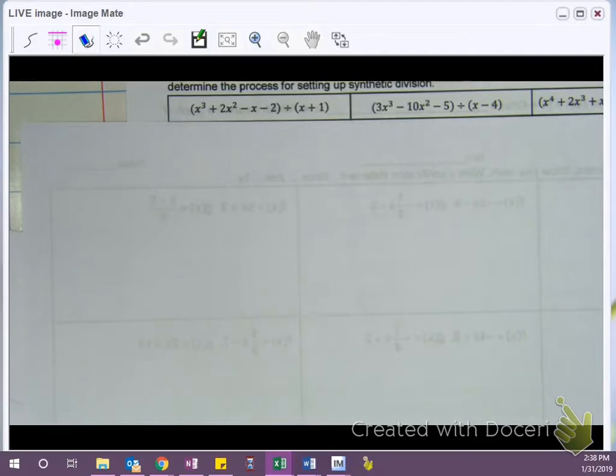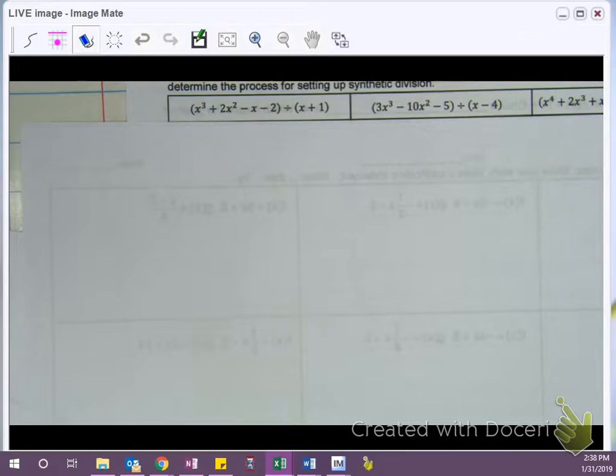Okay, synthetic division. Synthetic division does not use the variables. You can only do synthetic division when your divisor is in this linear form: x plus 1, x minus 4, x plus 2. That's the only time you can do synthetic division.